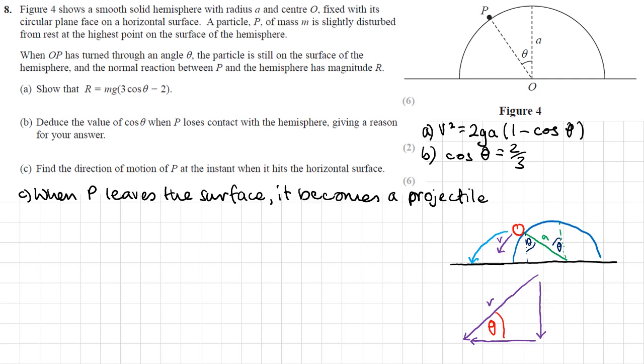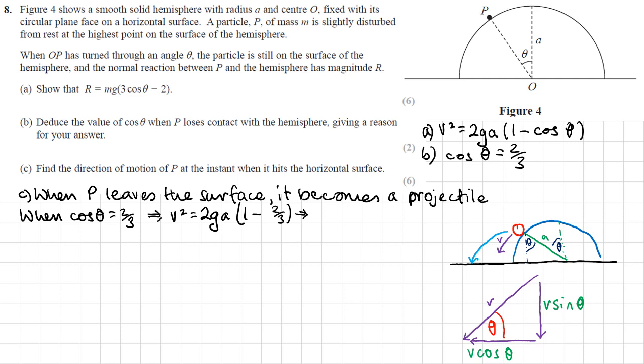So once I find v, I know that over here I'm going to have v sine theta, and over here I'm going to have v cos theta. So we're now going to be finding v when cos theta equals 2/3. So when cos theta is equal to 2/3, that means that v squared is equal to 2ga times by 1 minus 2/3. So that's going to be 2ga times by 1/3, and so v squared is 2/3 ga. And if I square root that, I will get v is equal to the square root of 2/3 ga. So let me add that to my little triangle over here. I'll take out the v and replace it with square root of 2/3 ga.